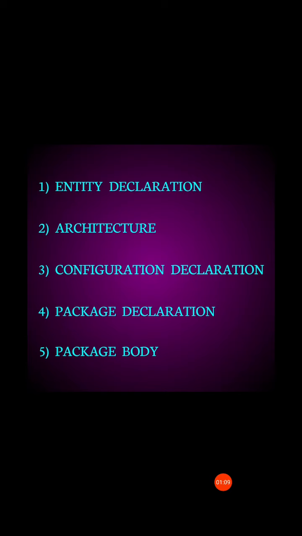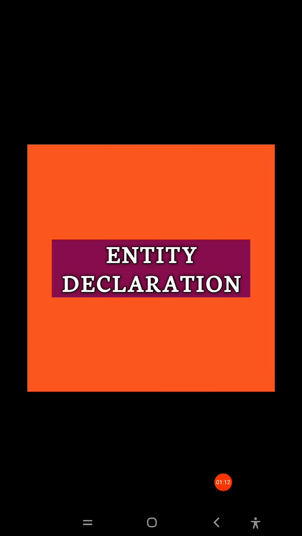Now coming to the first one, entity declaration. An entity is a basic block of VHDL code that provides the specification of input and output signals and the modes of a hardware module. Once again, the entity is a basic block of VHDL code that provides the specification of input and output signals and modes of a hardware module.